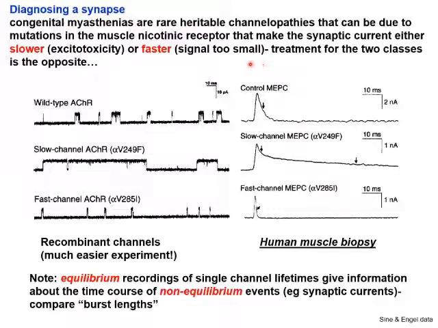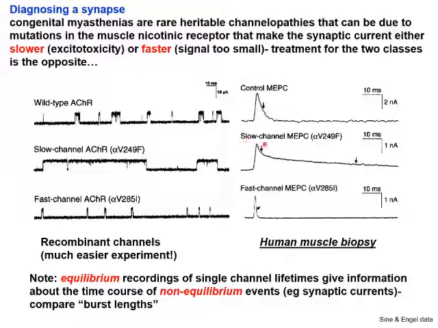Here we see the miniature currents that are recorded from human muscle biopsy. These are patients that have these congenital myasthenias. You can get two sorts of myasthenia. These are data from Sine and Engel, who are specialists on this. And you see here, this is a control current. This arrow here is a time constant of the decay of the current.